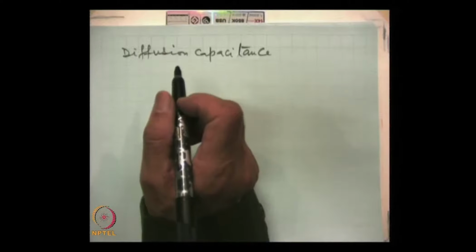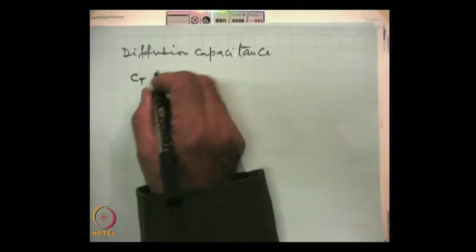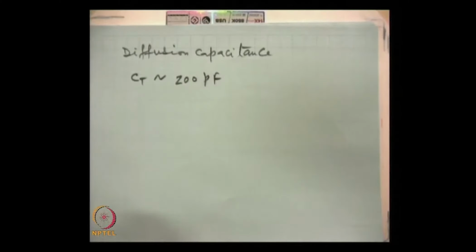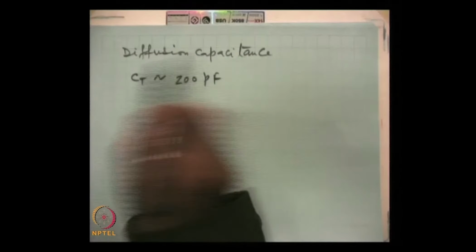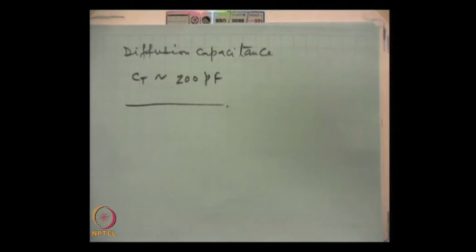In the reverse bias, the capacitance per unit area is of the order of 100 or 200 picofarads. In the forward bias, this diffusion capacitance, though it is high, because of the heavy currents, all effects are actually dominated by the current. So, the diffusion capacitance does not play as important a role as the junction capacitance or transition capacitance. So, this is about the junction capacitances.